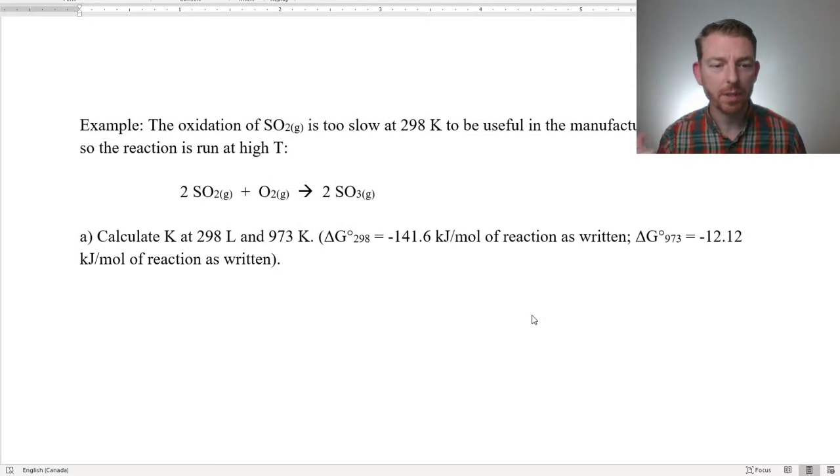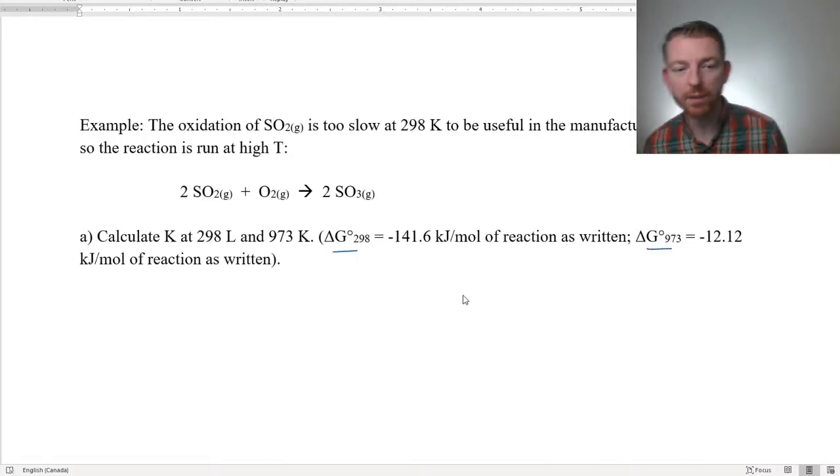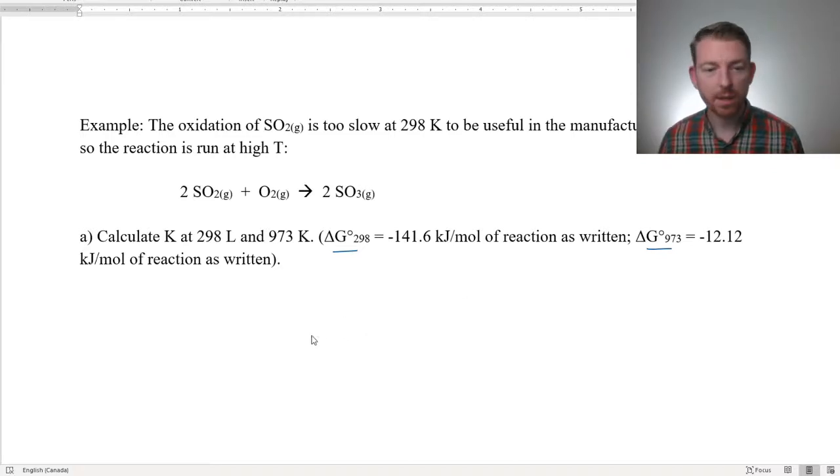So first question is calculate the K, so the equilibrium constant, at 298 and at 973 Kelvin. Okay, so at 25 degrees Celsius and at 700 degrees Celsius. And it gives us the standard Gibbs energy at these two values. Okay, so this one's not going to be too bad. We can start with our delta G standard. So we've got this equals negative RT ln K.